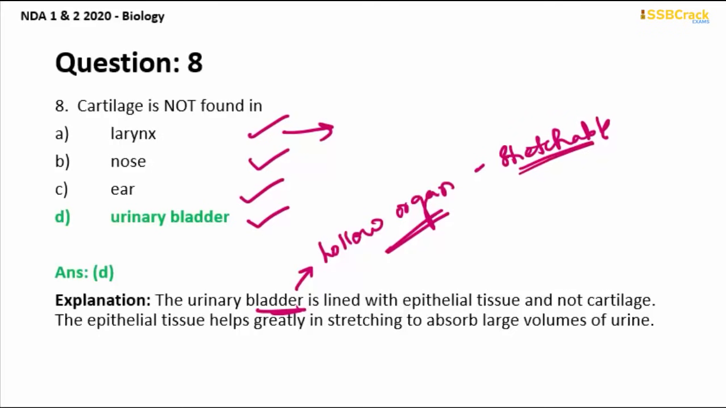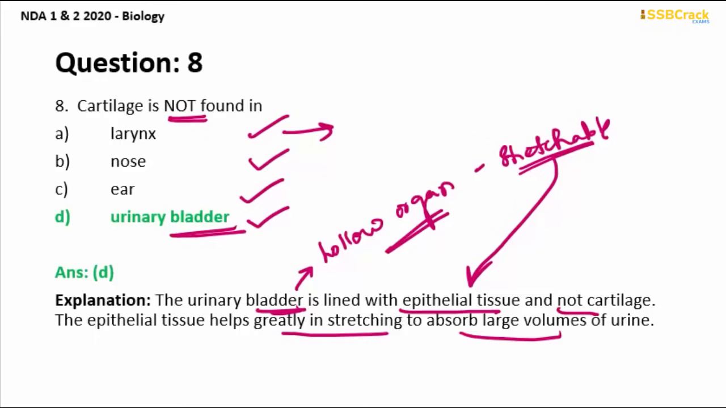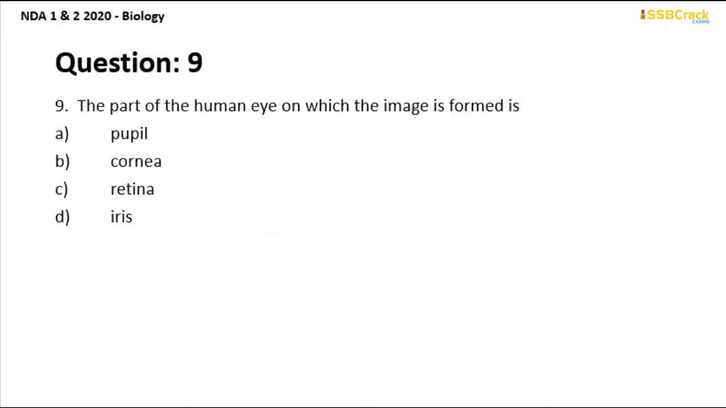How is it stretchable? Because of epithelial tissue. So the urinary bladder is lined with epithelial tissue but not cartilage. And this tissue helps greatly in stretching to absorb large volumes of urine. Clear? So cartilage is not found in the urinary bladder. I hope this question was clear. Now let us move on to the next question.